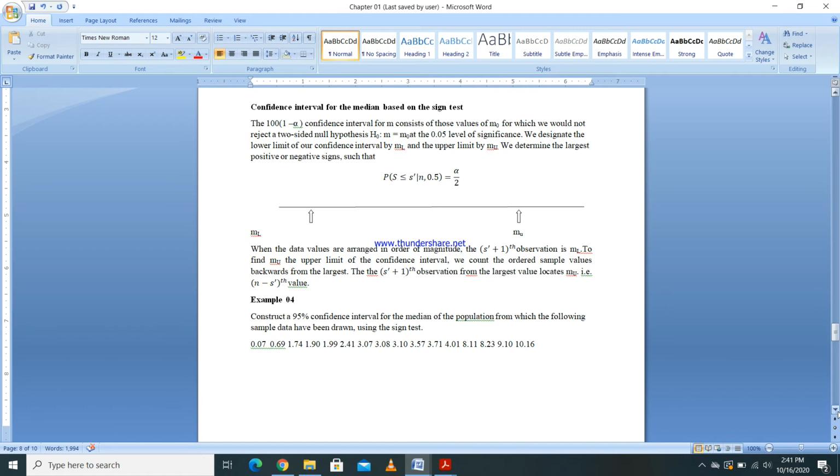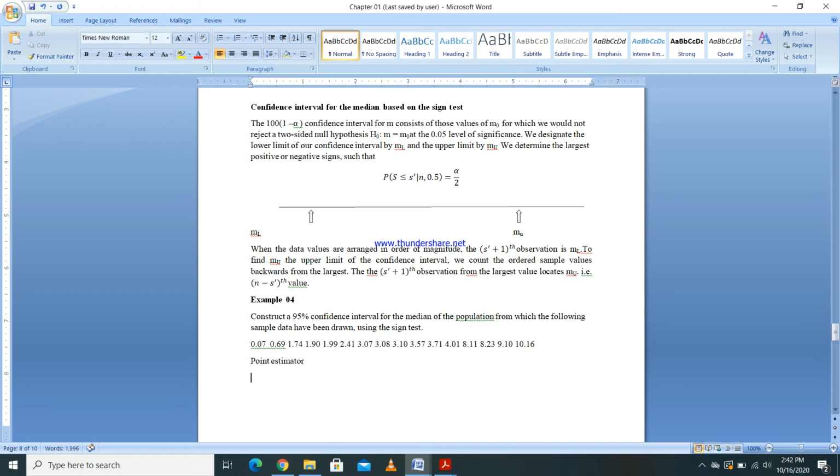Here you have a data set. You have to construct a 95% confidence interval for the median of the population from which the following sample data have been drawn, using the sign test. So you have a few values here. If you are going to find a confidence interval, you have to arrange your data set in ascending order, but I have already arranged the data set in ascending order and given it to you, so you have no problem. The next step is to find a point estimator.